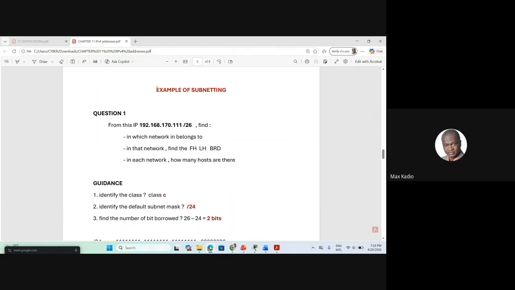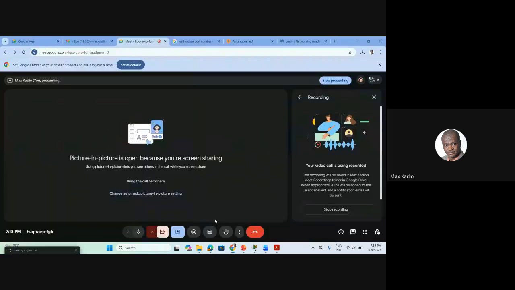So it's what we're going to check together. So this is an example here. Example of subnetting. So here you see /26. When you identify that IP, you see from this IP, find in which network it belongs to. So we're going to start from there.